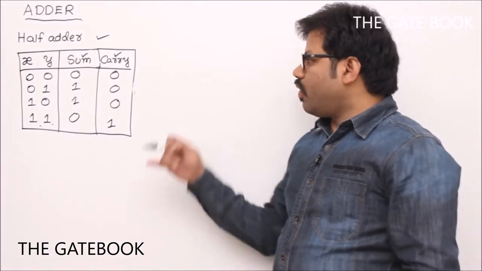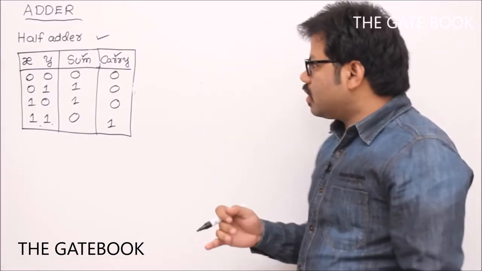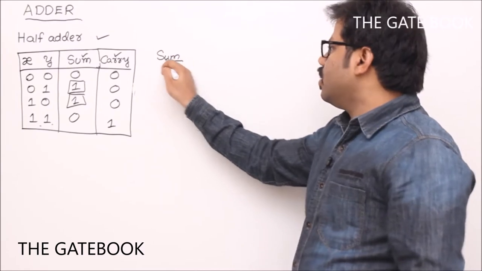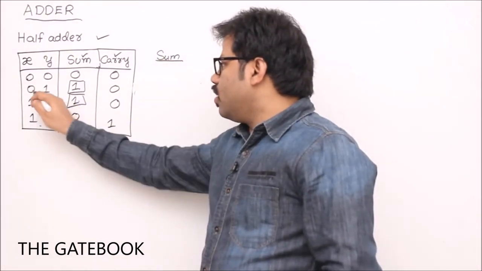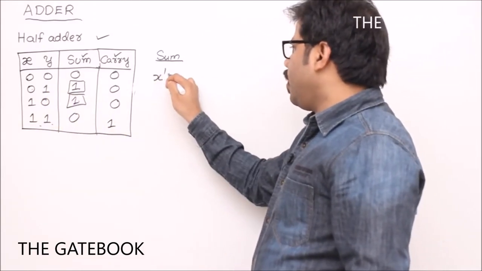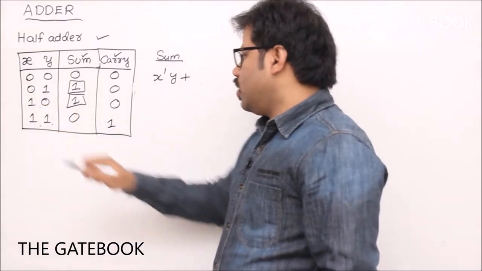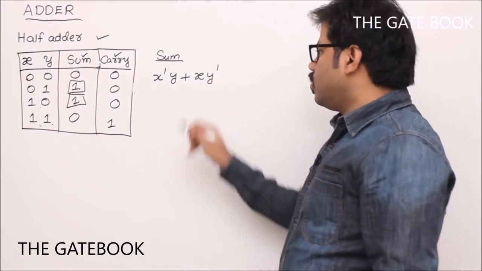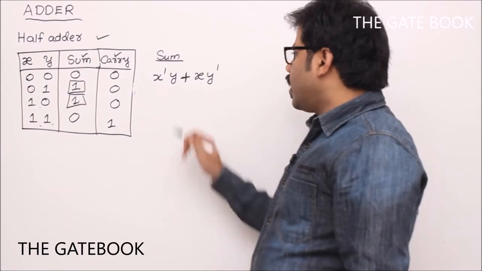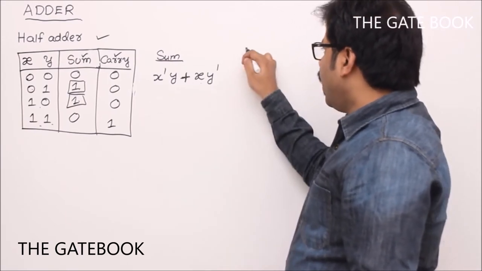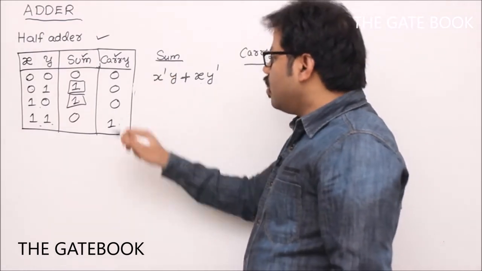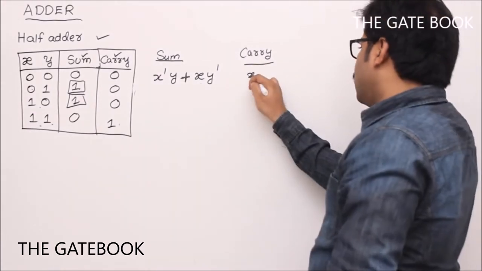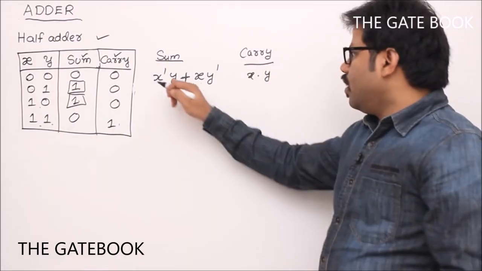The technique is very simple. First of all, realize the formula for that expression. What is the expression for your sum? See here, this one and this one is 1, right? So the circuit for sum depends on this equation. So that equation for sum is, see, when is it 1? When x is 0, y is 1, that is x bar y, okay, plus this one, 1 0, x y bar, correct? So x bar and y, otherwise x and y bar. Otherwise means plus, we know that, right? So x bar y plus x y bar is the equation for sum. And the equation for carry, if you see, carry should be 1 when x is 1 and y is 1. In digital, x and y is nothing but x dot y, correct? So finally we got the equation for sum and carry.